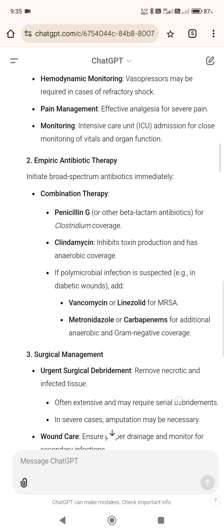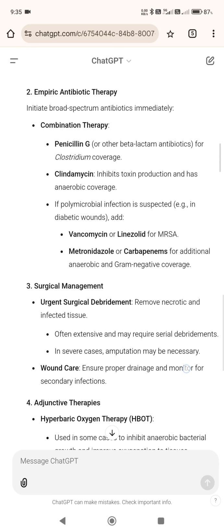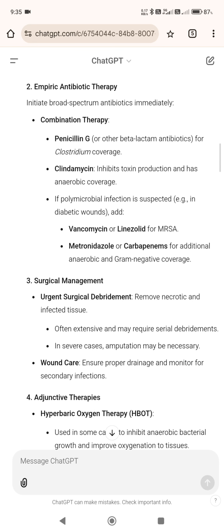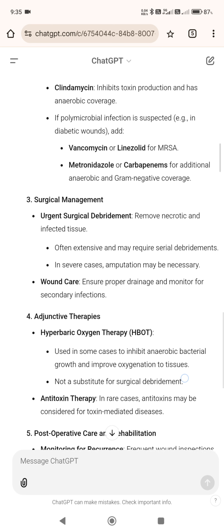Pain management. Effective analgesia for severe pain. Monitoring. Intensive care unit, ICU, admission for close monitoring of vitals and organ function. 2. Empiric antibiotic therapy. Initiate broad-spectrum antibiotics immediately. Combination therapy: penicillin G or other beta-lactam antibiotics for Clostridium coverage.